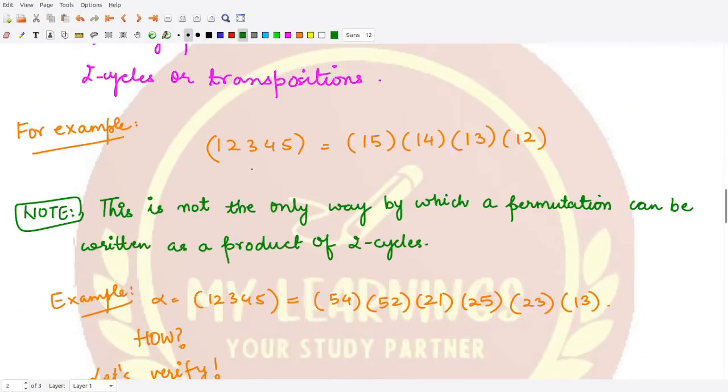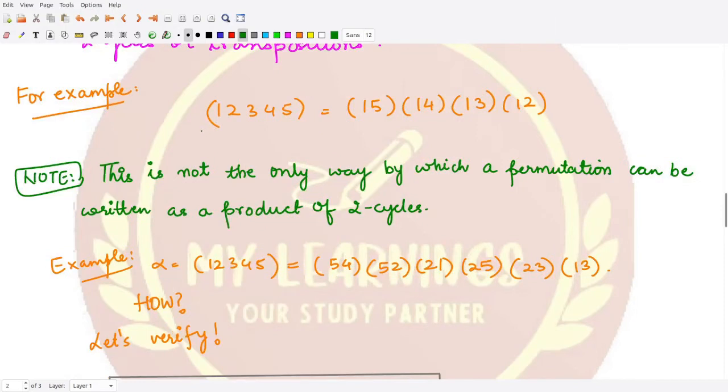The example here is this permutation where 1 maps to 2, 2 maps to 3, 3 maps to 4, 4 maps to 5, and 5 maps back to 1. So this is the given permutation. We may write this according to the above form as: with 1 the element 5, this forms our first transposition; with 1 the element 4, the second transposition; with 1 the element 3, the third transposition; and with 1 the element 2, the last transposition.